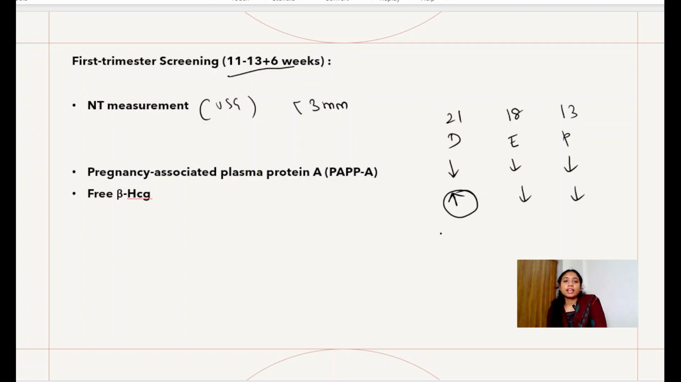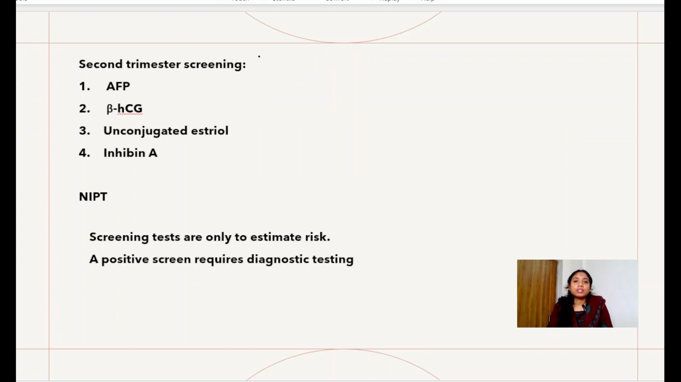Next, second trimester. Second trimester screening is usually done after 15 weeks, ideally we can take 18 to 20 weeks. In second trimester screening you have alpha fetoprotein, β-hCG, unconjugated estriol and inhibin A. So in Down syndrome, Edwards syndrome and Patau syndrome: Down syndrome is trisomy 21, Edwards 18, Patau 13.